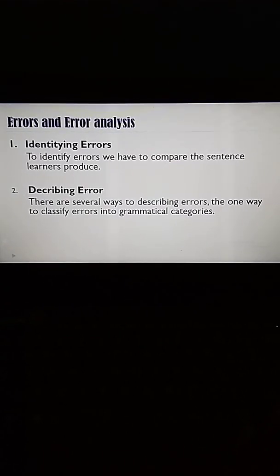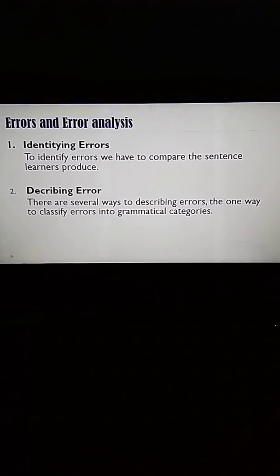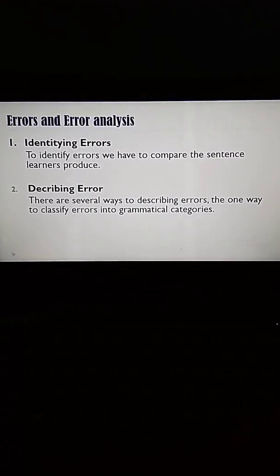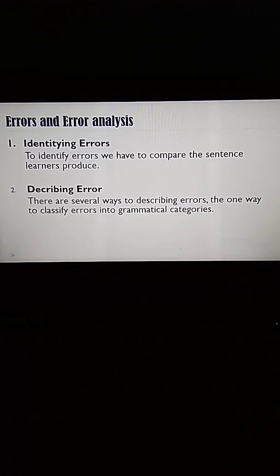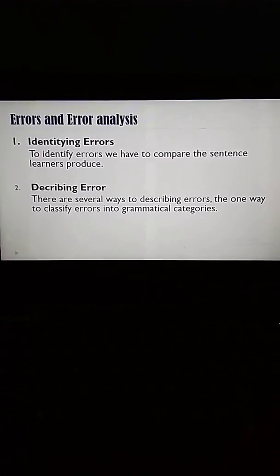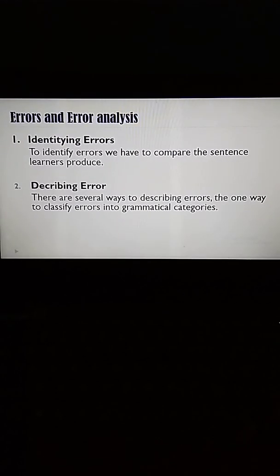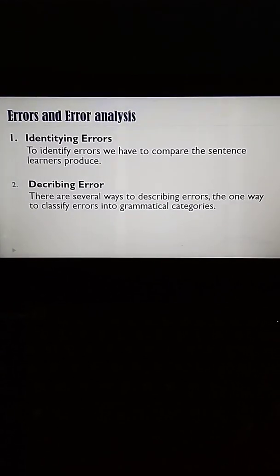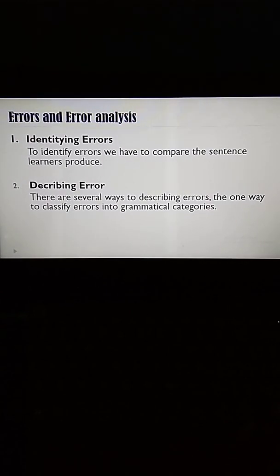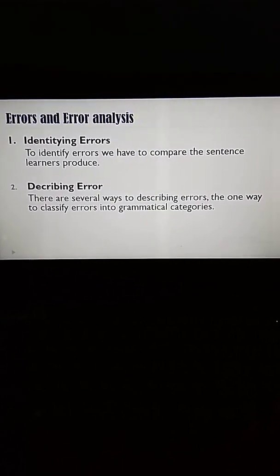The first point is identifying the errors. It means that to identify errors, we have to compare the sentence the learner produces. The second is describing errors. There are several ways of describing errors. One way is to classify errors into grammatical categories.